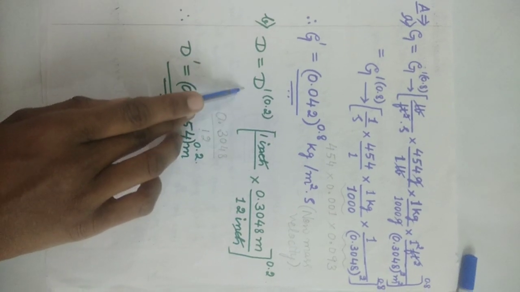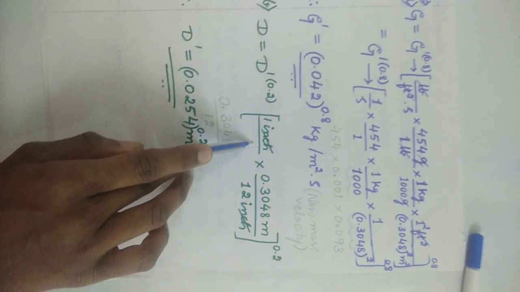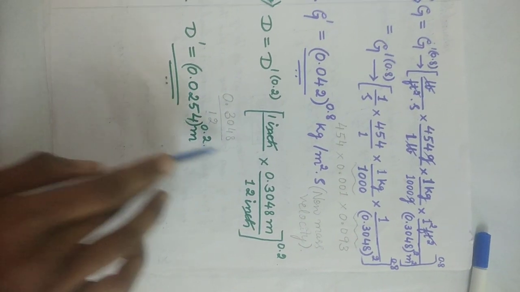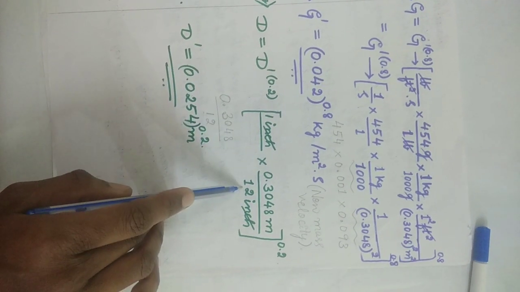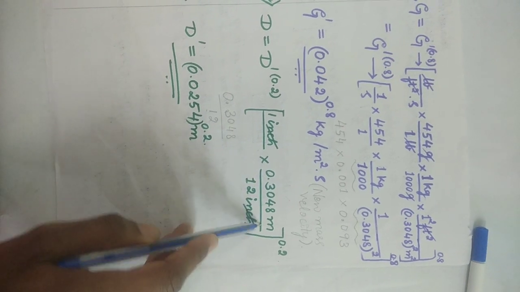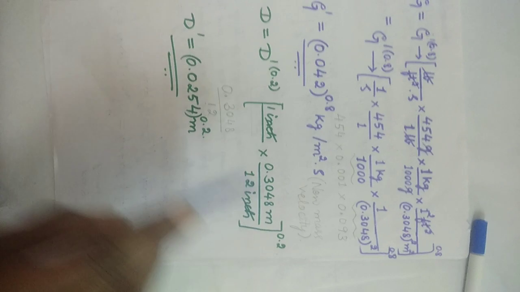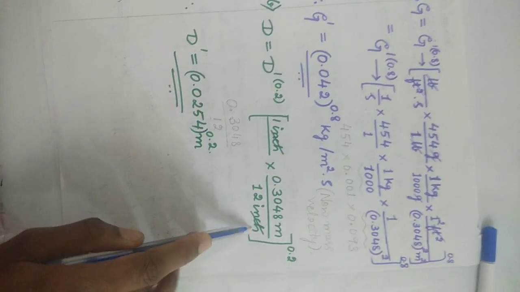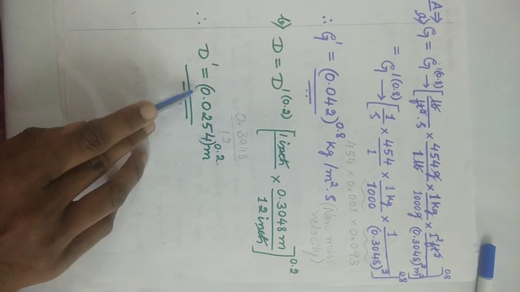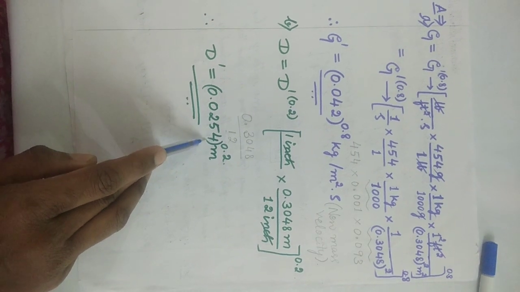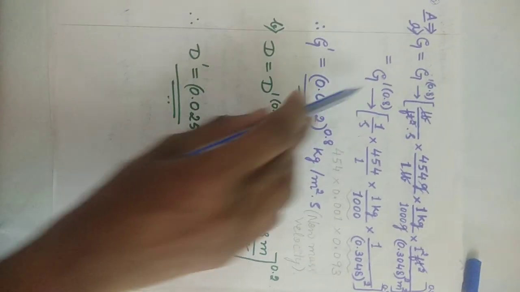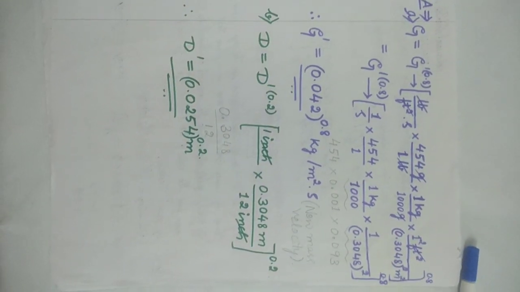Similarly, capital D dash power 0.2. It is in inch. They have given it in meters, we need that, right? So for 12 inches it is 0.3048 meters, whole power 0.2. Inch we have to cancel because we need the answer in meters. So we do this calculation and we get 0.0254 power 0.2 meters. This is the final answer. So these two are done, that is capital G and capital D.